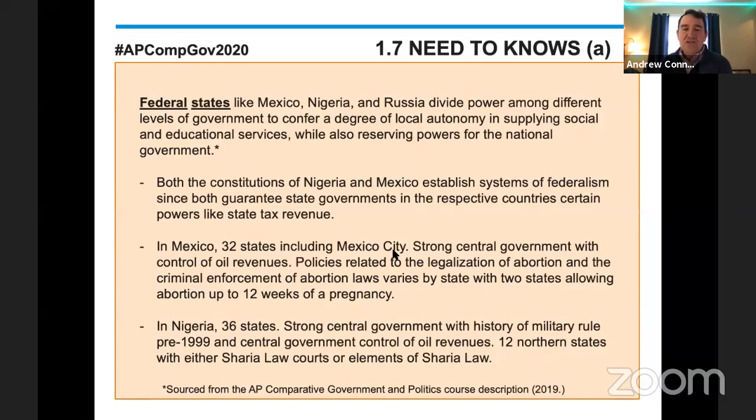They also have a strong central government in Nigeria, even though it's a federal government with 36 states, and there's some diversity amongst local policy. But because of the history of military rule before the 1999 Constitution, and because of the dependence on oil revenues from the central government, you have a very strong central government, and the state and regional governments tend to be much weaker.